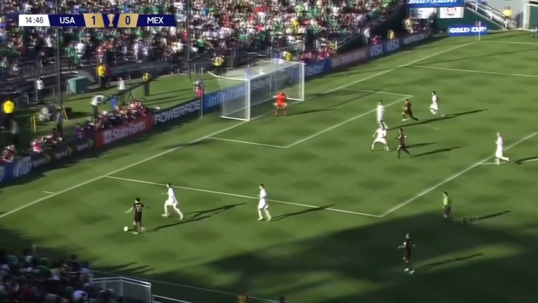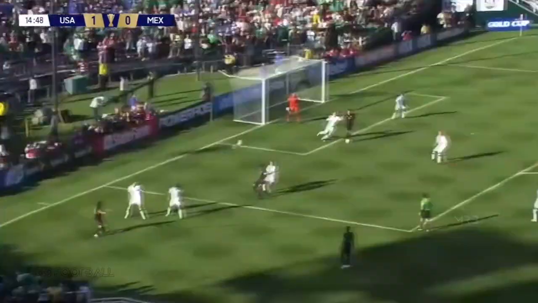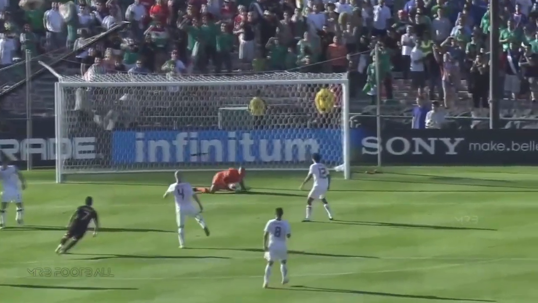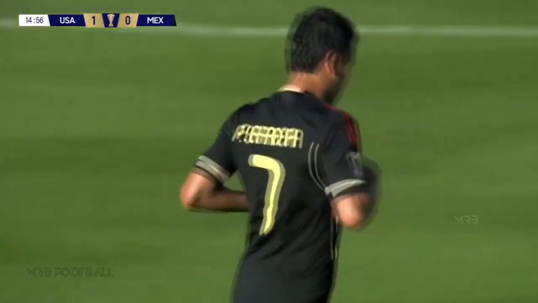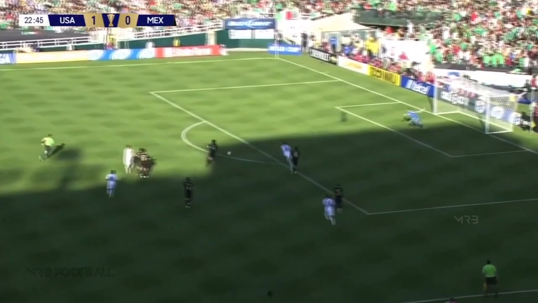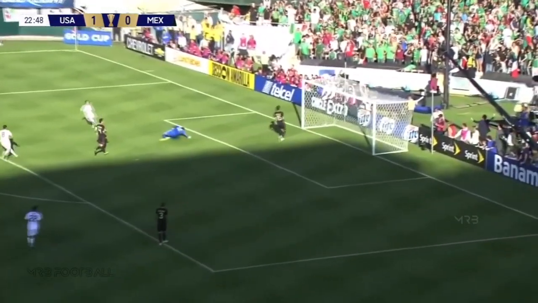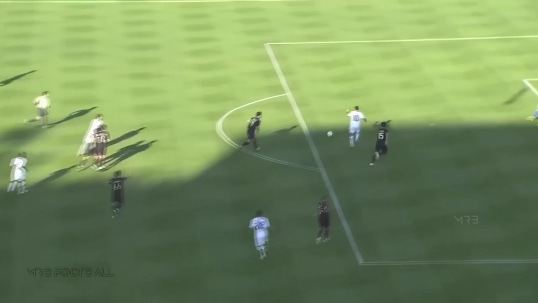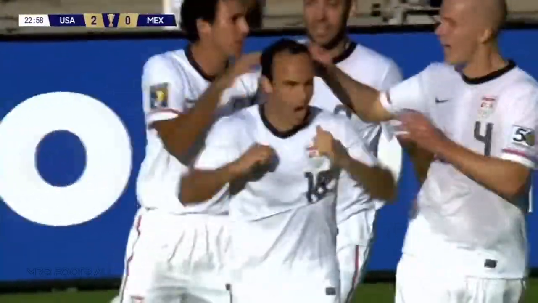Andrés Guardado. Lofts back, struck on a line at Howard. Pablo Barrera. Bradley. Donovan. Donovan's broken through. Donovan! Landon Donovan gives the United States a two-goal lead. Goal for the U.S., number 10, Landon Donovan. U.S. 2, Mexico 0.